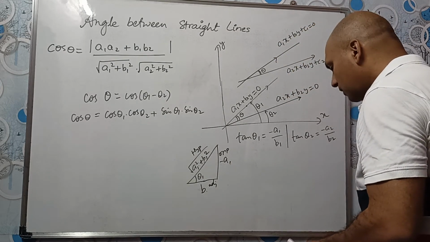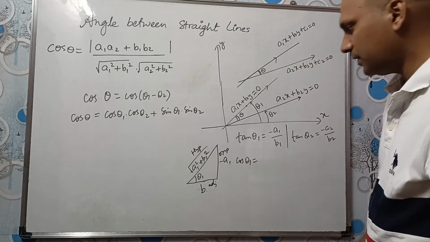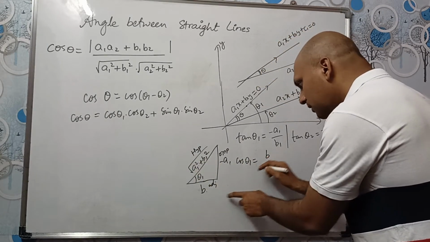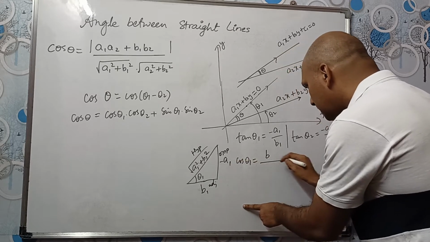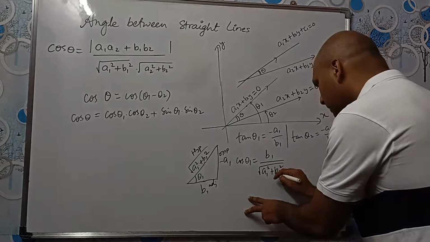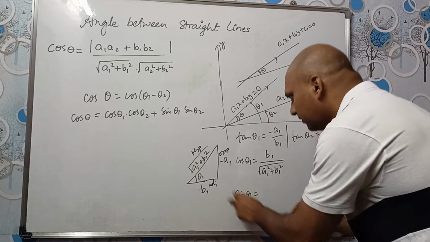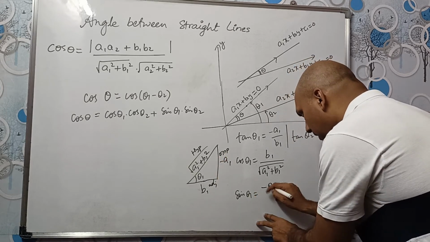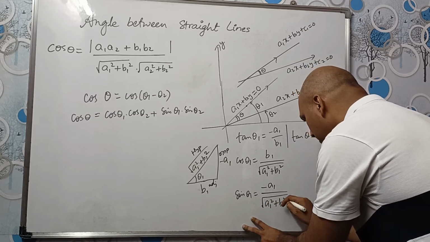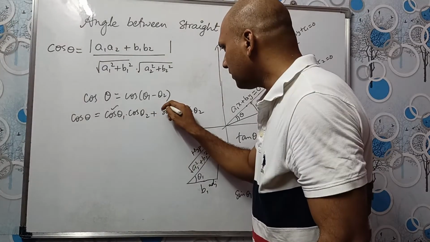Okay. Now, what will be the value of cos theta 1? We know the cos formula is adjacent divided by hypotenuse. So this will be, this is b1, right? b1 divided by root of a1 square plus b1 square. Okay. Now what will be sin theta 1? Sin theta 1 is this, minus a1 divided by root of a1 square plus b1 square. Okay. We got cos theta 1 and sin theta 1.